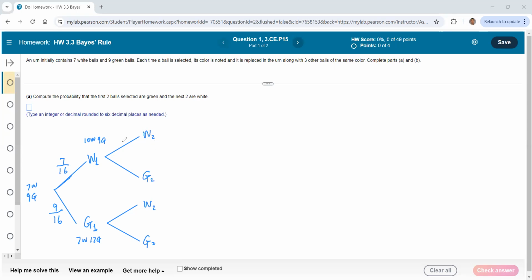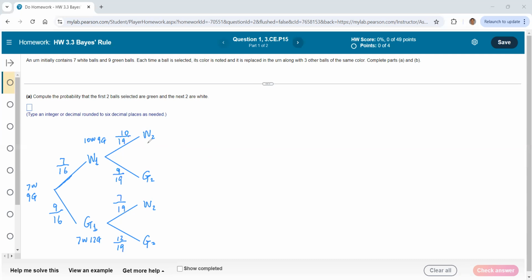Okay, so now if the first ball is white, what's the probability that the second ball is white? You have 10 out of 19, right? You have 19 balls totally, and 10 are white, so 9 green, so 9 over 19 here. 9 over 19. And similarly, you have 7 white balls and 12 green balls. So 12 out of 19.